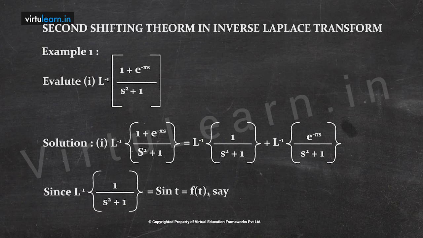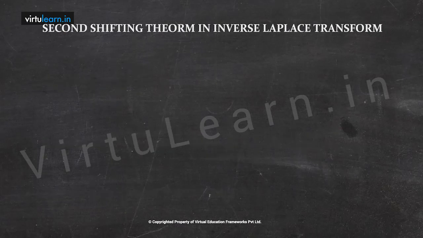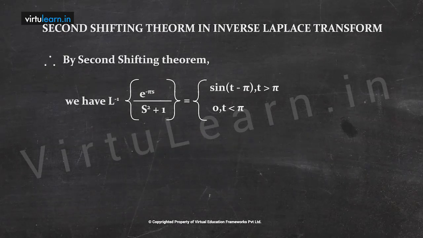L inverse of 1 by (s square plus 1) is sin t. This is f of t. By applying the shifting theorem, we have L inverse of e power minus pi s by (s square plus 1). What is the answer according to the theorem? G of t is nothing but f of t minus a when t is greater than a, and 0 when t is less than a. The answer is sin of (t minus pi) when t is greater than pi, and 0 when t is less than pi.